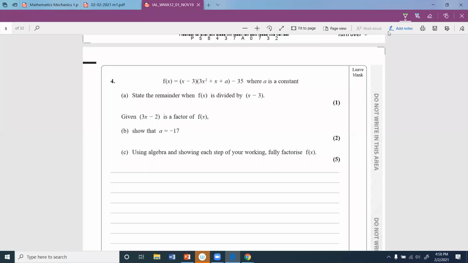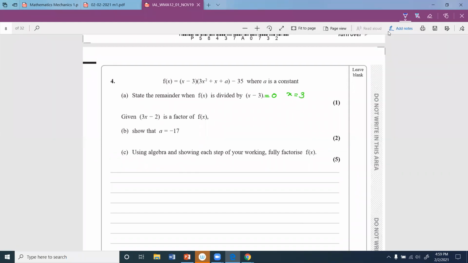Then when you come up with this question, f(x), x minus 3, find the remainder when f(x) is divided by x minus 3. We can use the remainder theorem for that. If it is divided by x minus 3, you can substitute x minus 3 equals 0, that is x equals 3. That's the way of getting this answer.